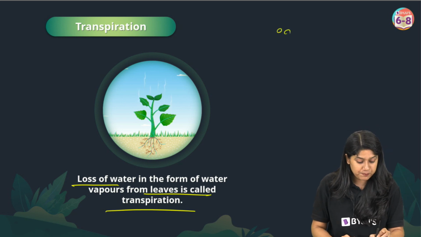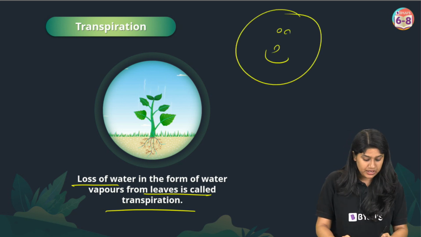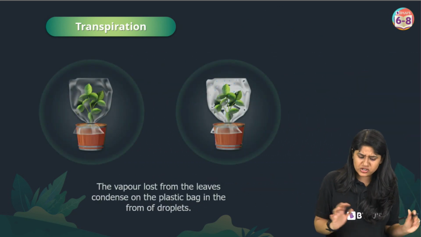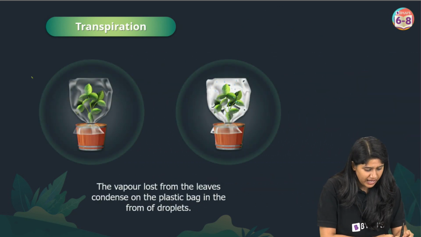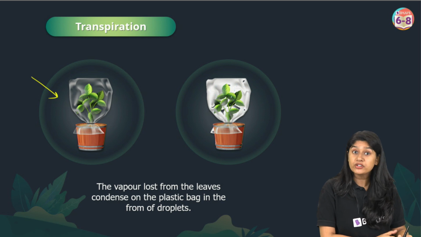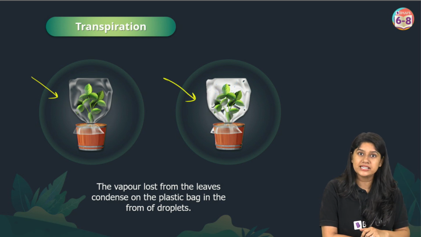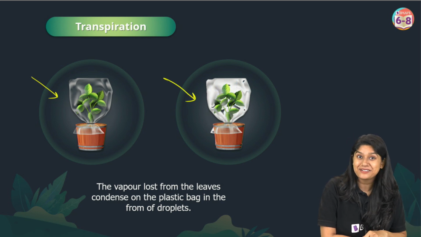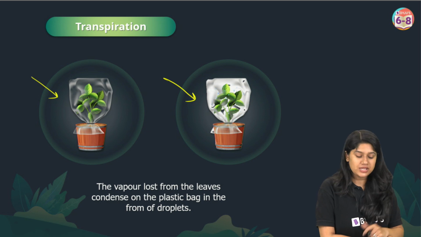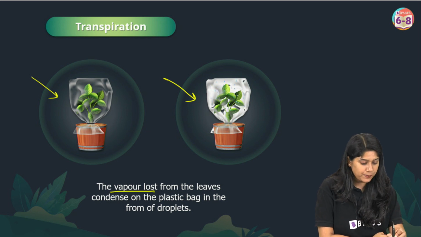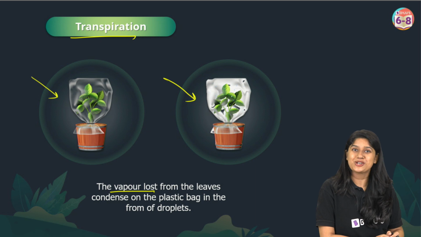So it's a very important process that we see in plants. Then if you take a look over here, we have an interesting activity. Over here, we have a plant that we have covered with a plastic. After some time, if we keep it in sunlight, there will be a lot of droplets inside that plastic, and this actually proves that there is vapor loss, and of course we can say that transpiration happened over there.